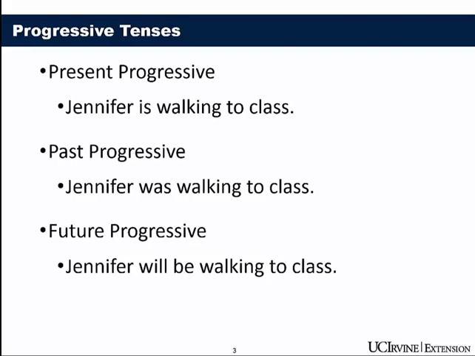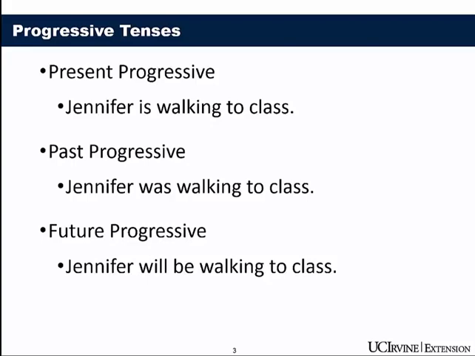For past progressive, we want to show an action that was continuing at a certain time in the past. Again, we need two parts of the verb, be verb and ing. But for past progressive, you use past tense be verbs was and were. Was is the singular, were is the plural, and your ing.